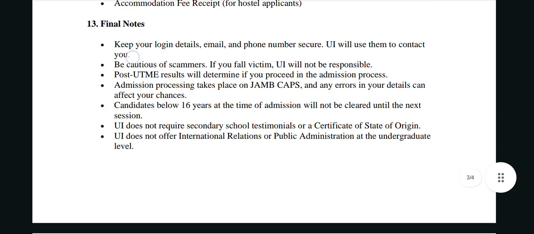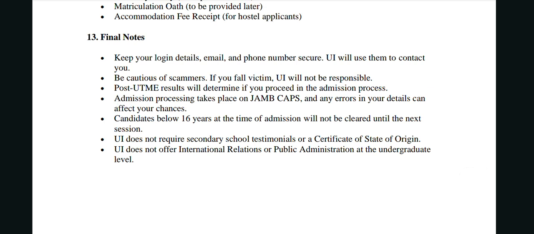And the final notes now: when you register for POSEM, you must keep your login details, password, specifically the email address and the phone number you use. You must keep them secure. This is what UI will use to contact you whenever the need arises. They will contact you if they need you to give them a particular information, but no one will call you to send them money. No one will request money from you. So you have to be cautious of scammers, and if you fall victim, the school management is not responsible for that.